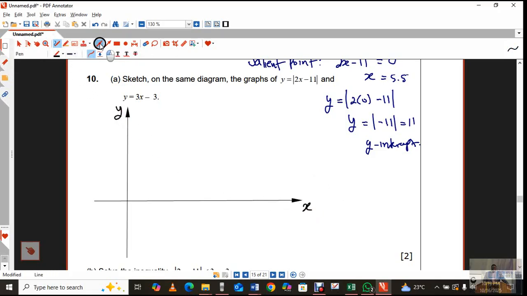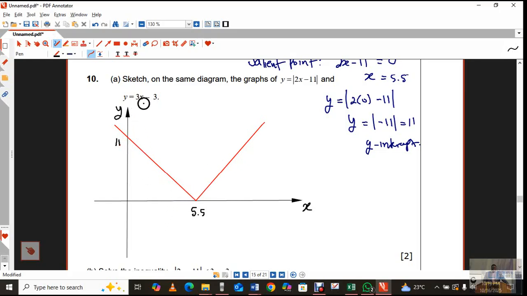What else? I know that I will have a V-shaped graph, because the value of a is positive. So a V-shaped graph will go from here and then it bounces back. What else do I now know? I know that it is cutting here where x is 5.5 and where y is 11. That's it. So this is the absolute value graph.